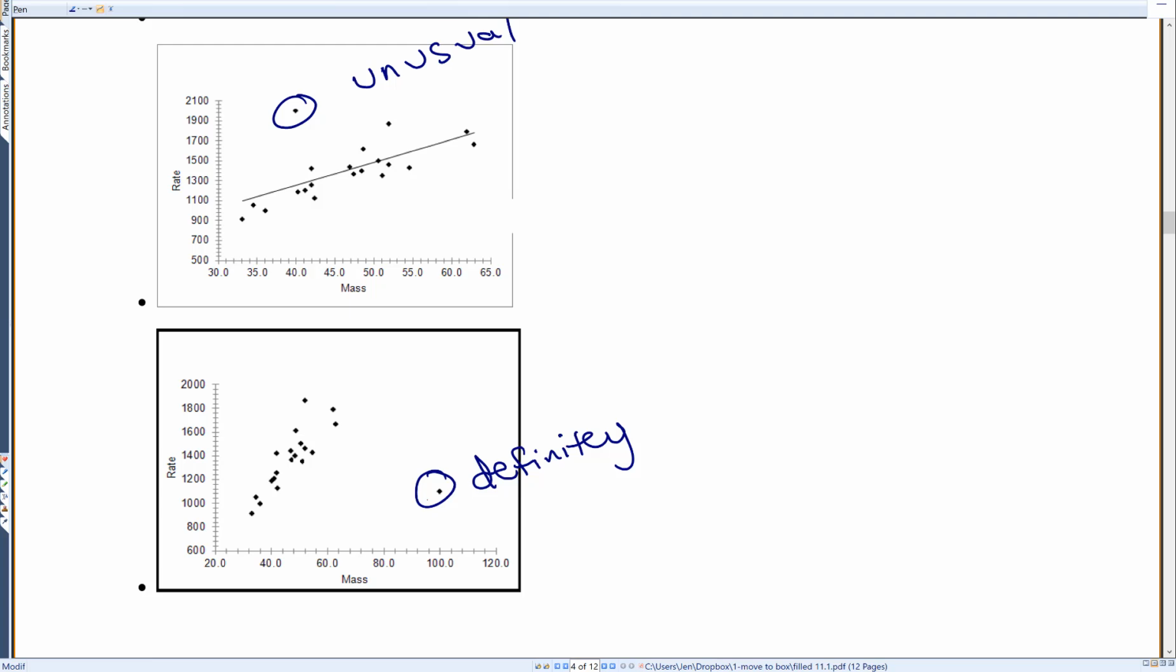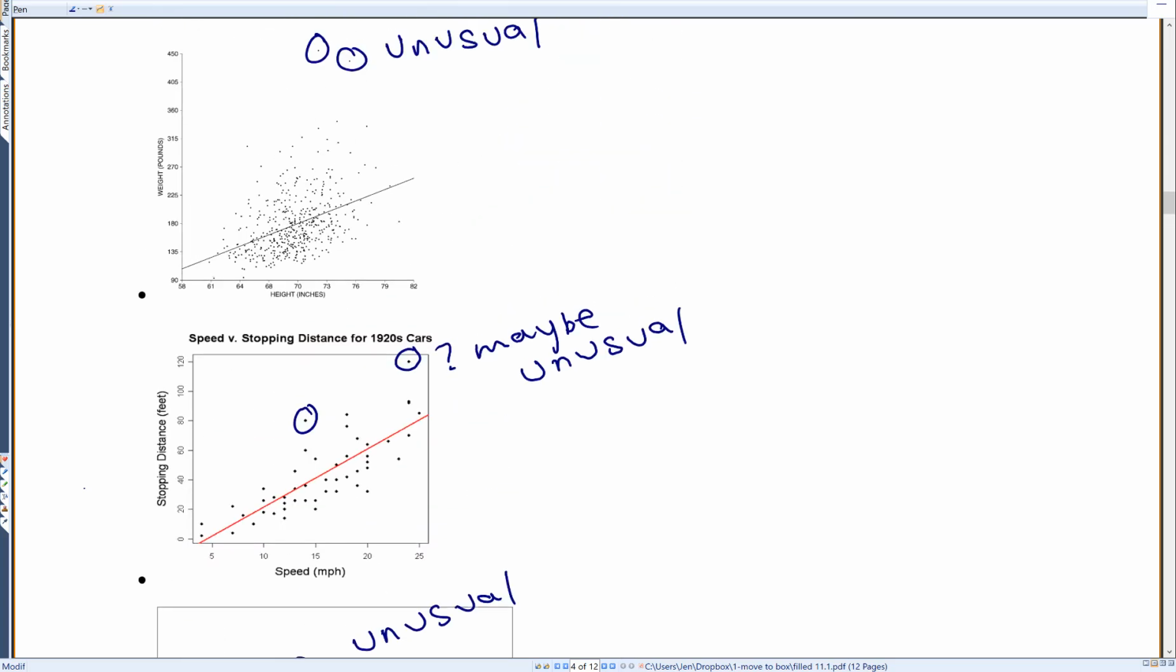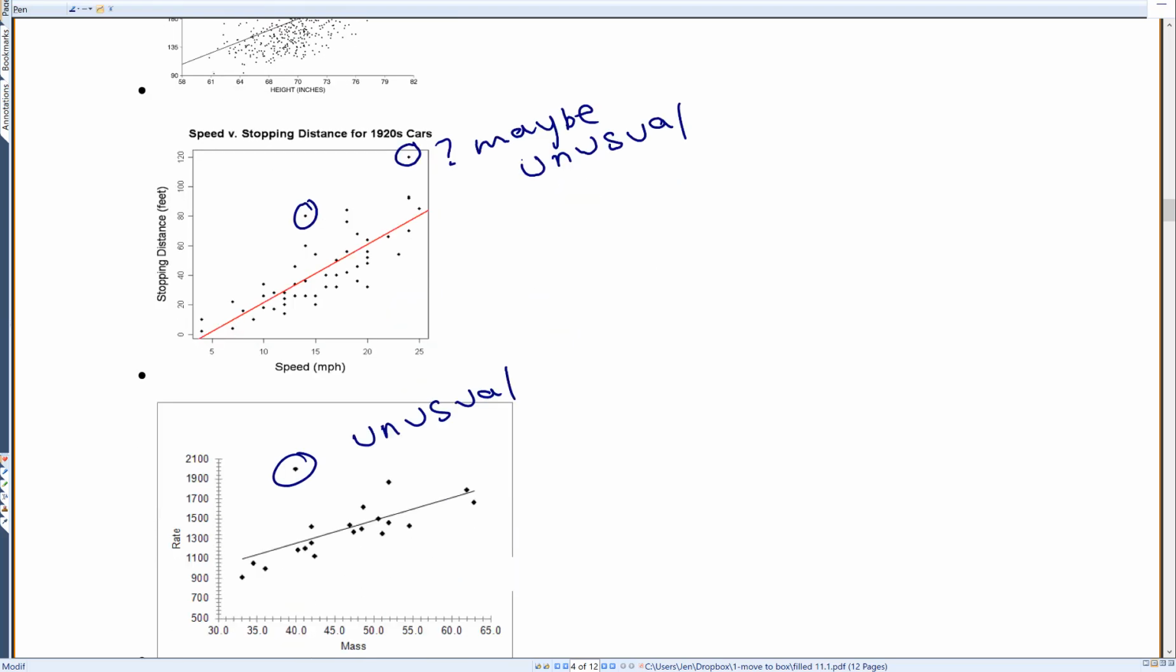So again, anything that's unusual just counts as any point that doesn't seem to fit with the rest or seems to be far away. So a lot of these were ones that just didn't seem to really fit with the rest of the data. But even if I put one out here that seems to fit with the rest of the pattern but it's far away, that would still count as an unusual observation.